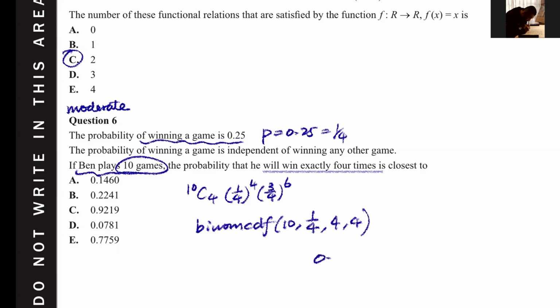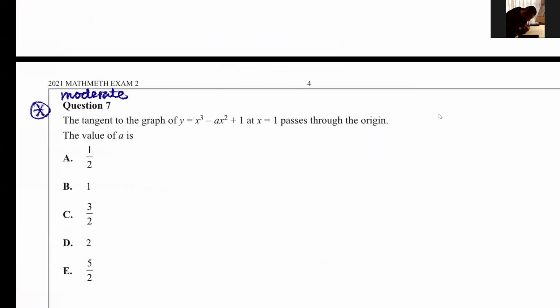0.14599. So option A. This is actually a very easy question. It's not a moderate one, it's an easy one. Okay, very doable. Let's move on and look at the next one.